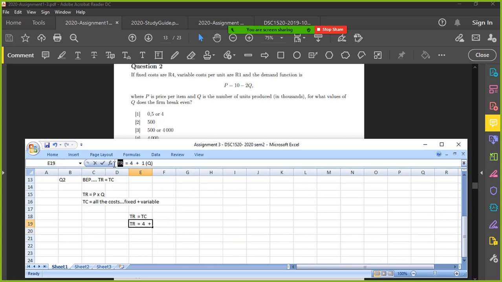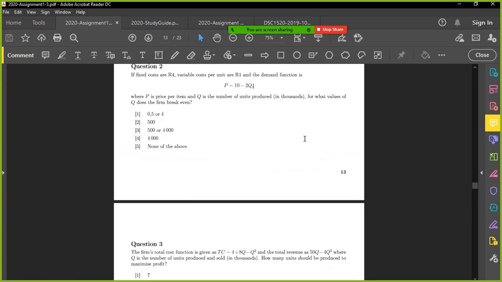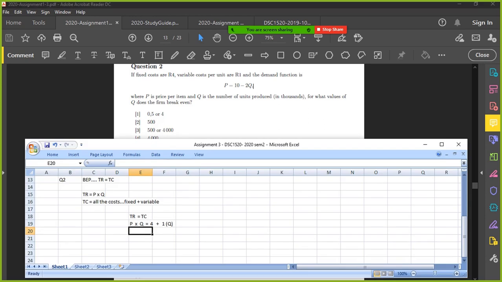Total revenue would be price times quantity, P times Q. We're going to have to substitute the P in because they've given you the P. You can see it there. So next line. Price is 10 minus 2Q.